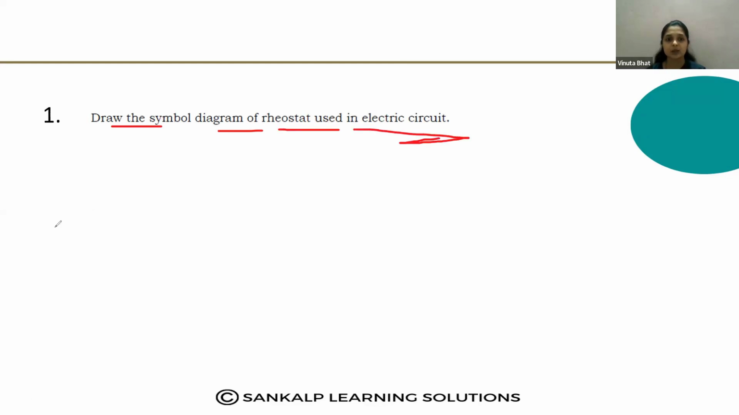So till now we have discussed some multiple choice questions from the model question paper and from some old question papers that will be very helpful for the exam preparation. Okay. So let us start with the 1 mark questions. Draw the symbol diagram of rheostat used in the electric circuit.